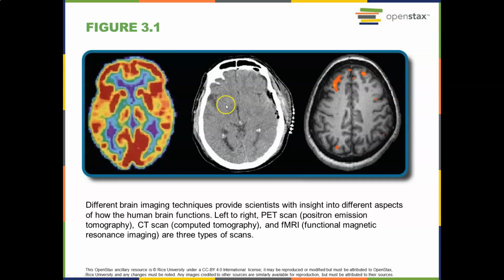And then in the middle here, this is a CT scan. And on the very right, we have an fMRI, which basically just means functional magnetic resonance imaging. So those are three types of brain scans. Just want to give you some examples of how neuroscientists and doctors will actually look at the brain.